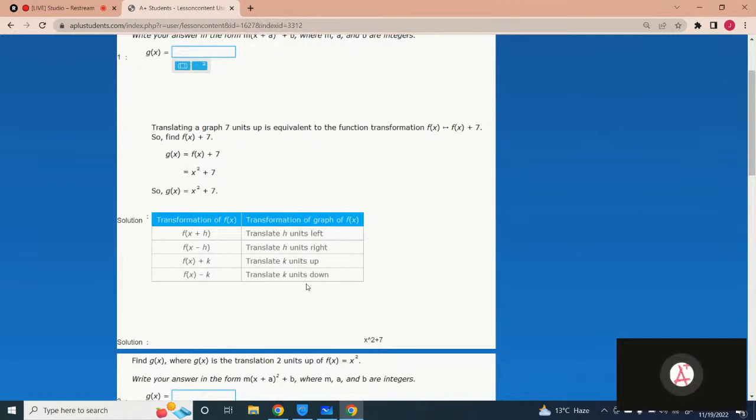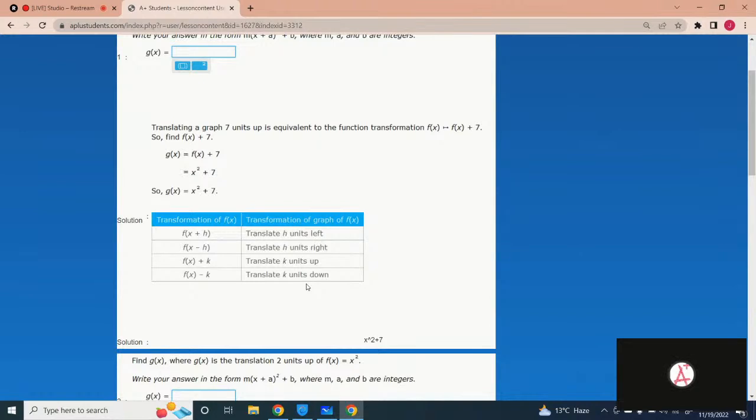Then when you have some units, that means you have to translate h, then you have to do f of x minus h. Got it? If you have to translate up, that means you have to add, f of x plus k.